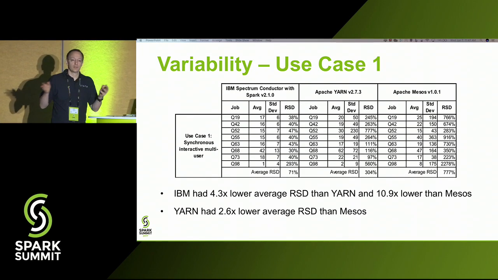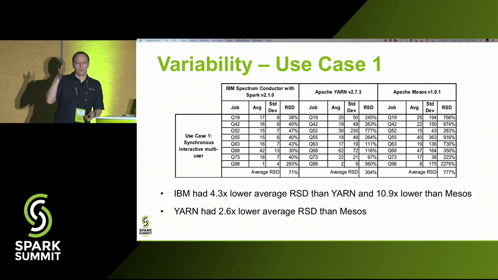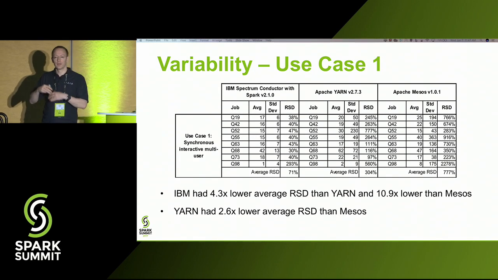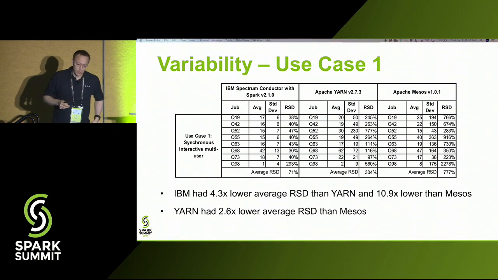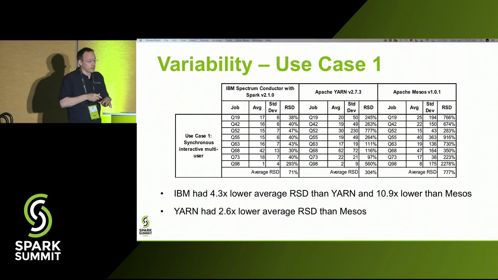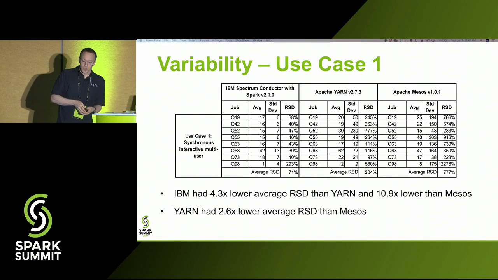For variability, we took a simple metric. We looked at the standard deviation of job times for a particular query, divided that by the average job time for that query, and that gives us a relative standard deviation. And I don't remember if Mikhail went through this or not, but these queries are sort of inspired by TPC-DS. Cloudera has done some similar things where they've run queries based on TPC-DS, and these are the ones that Cloudera had grouped as interactive queries.